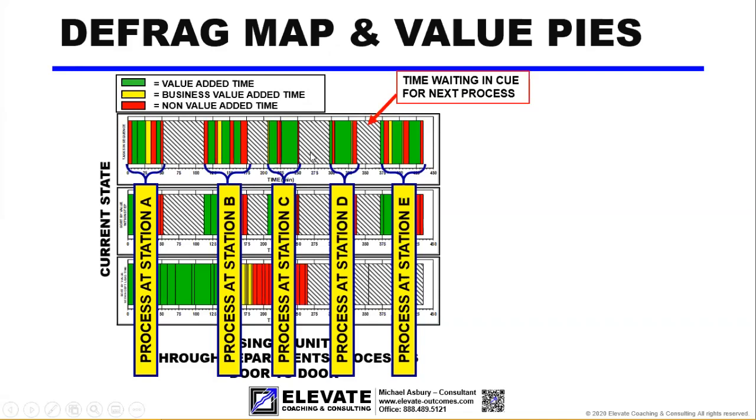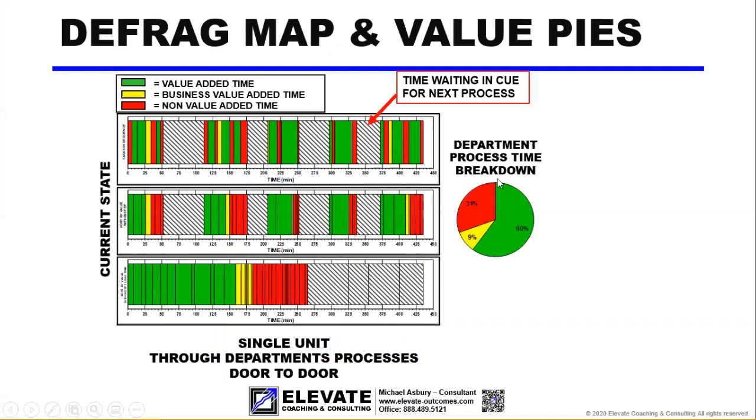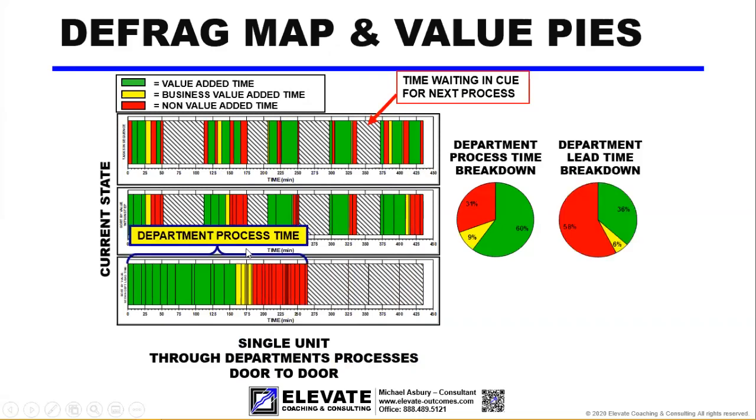Okay. So this is the process time breakdown when it was actually being worked on. But if we look at the overall department lead time, we actually count this time that the unit was sitting there also as waste. So we've got two different ways to look at that with our pie charts over here.